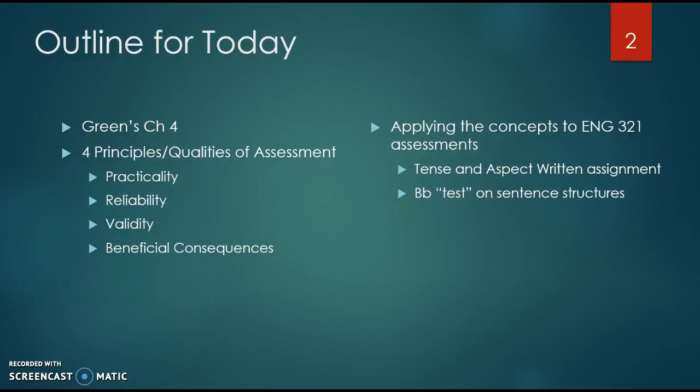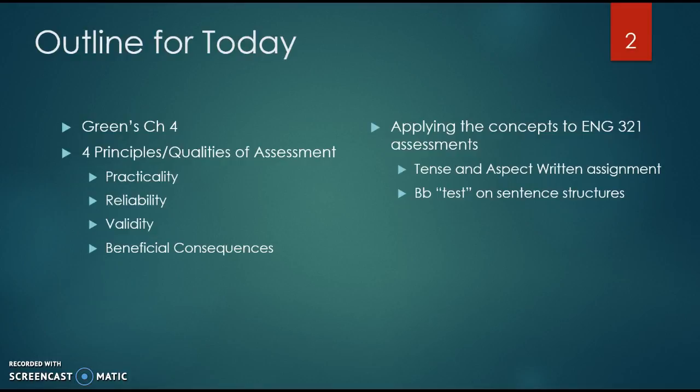Before we get started, I just wanted to make a note about what I expected when I said to summarize the assessments. For the tense and aspect written assignment, it would be okay to say it's a written assignment where the students choose an authentic text, identify the verbs, identify the verb form using traditional labels, and the use given the concepts taught in class and in the worksheets, and answer short answer questions exploring the effect of tense and aspect. I just wanted you to describe what the assessment was.